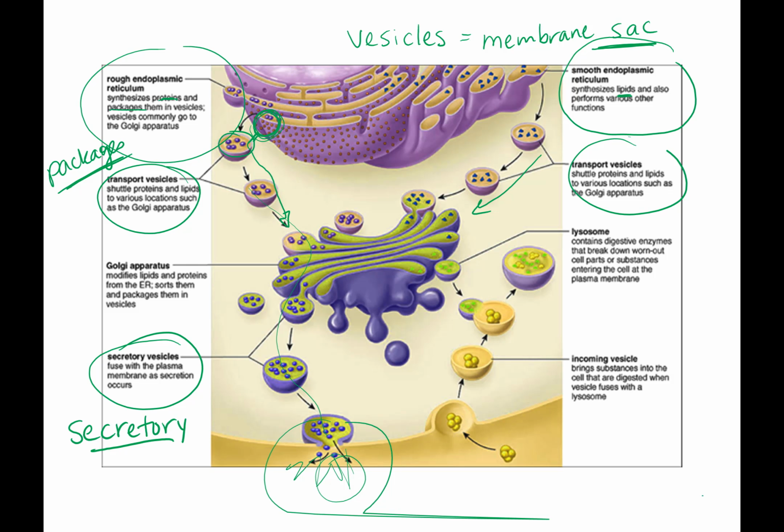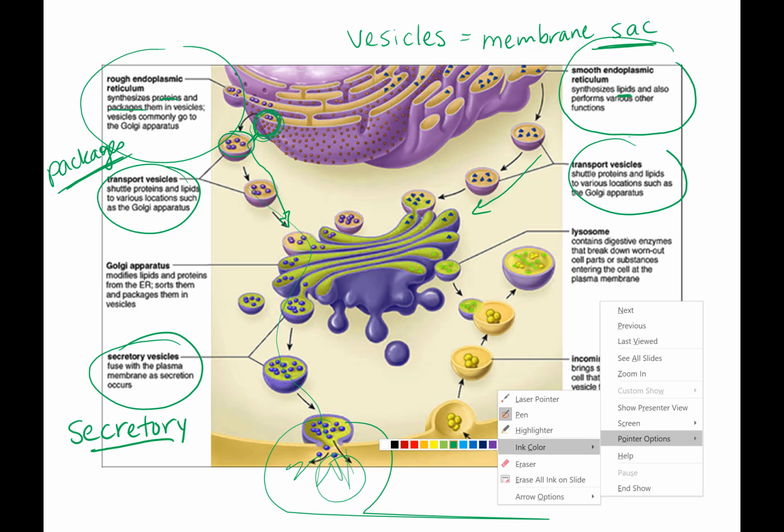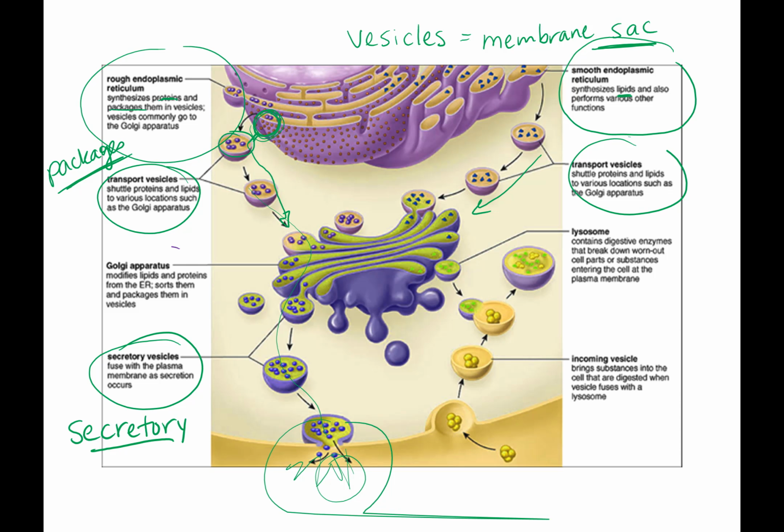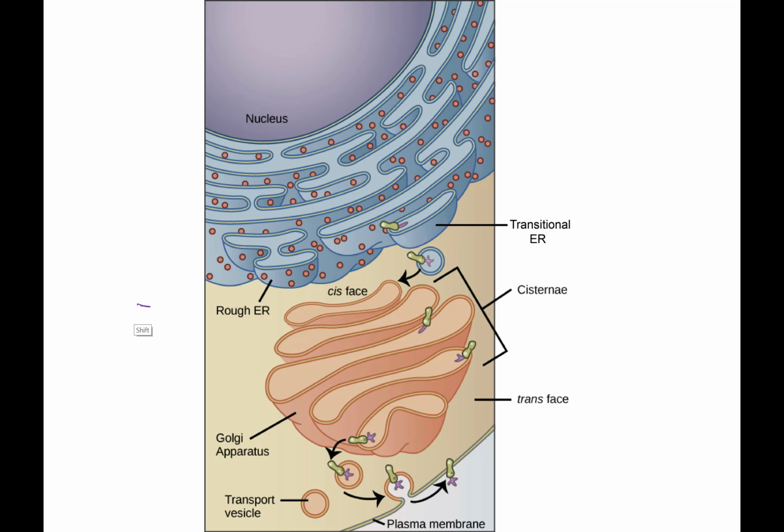The Golgi, sorry, I wish there was a better way for me to do this. Golgi apparatus, a key word here is modifies. So the rough ER is going to synthesize and package, and it actually does a little modification, and we get into that in cell biology. But then the Golgi also modifies both lipids and proteins and sorts them and packages them.